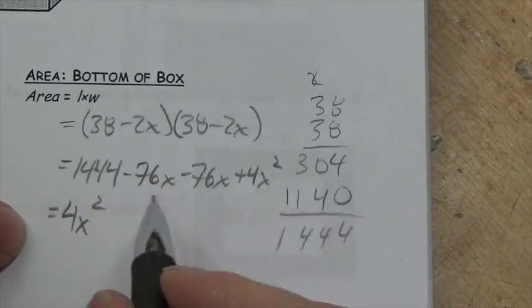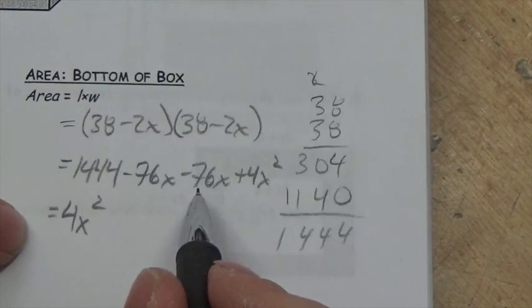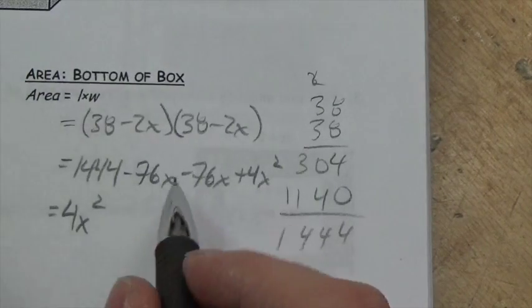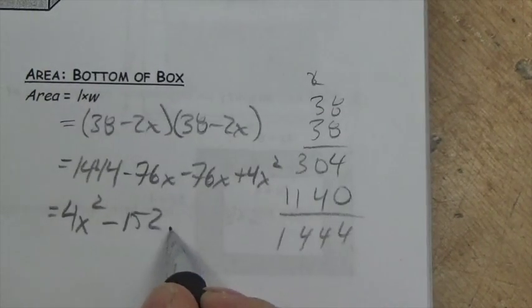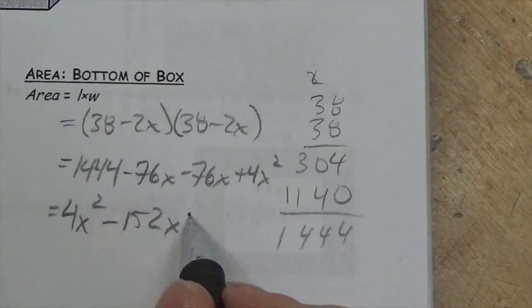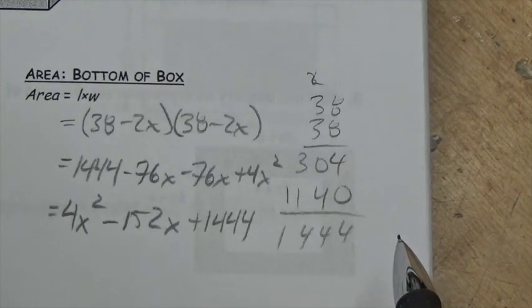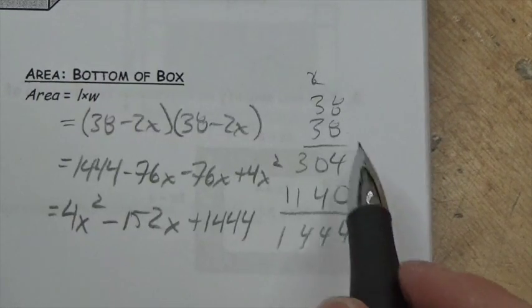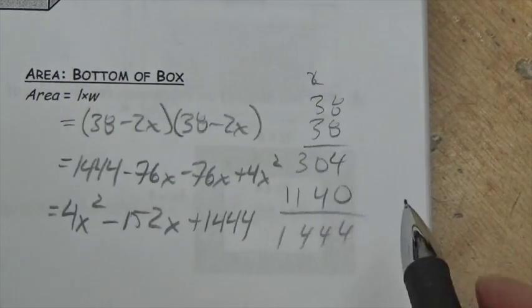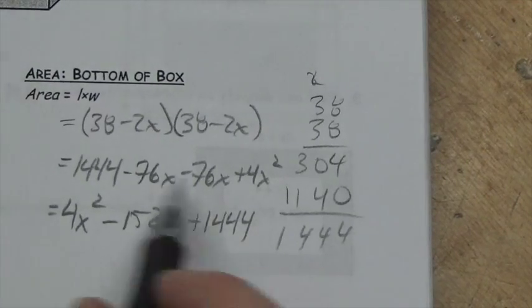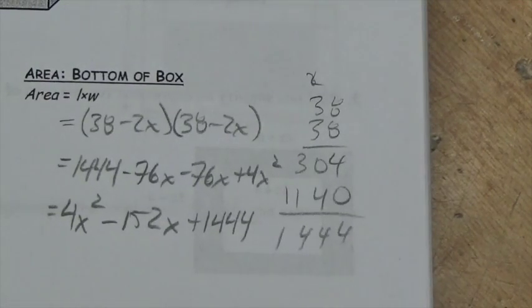4x squared, and negative 76 minus 76 is going to be, what is that, 152? Negative 152x plus 1,444. I hope I got that right. Yeah, sort of looks right there. I hope so. Anyway, there's my expression for my area.